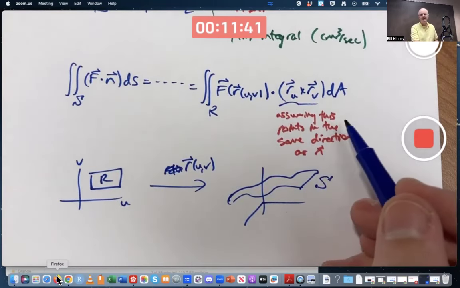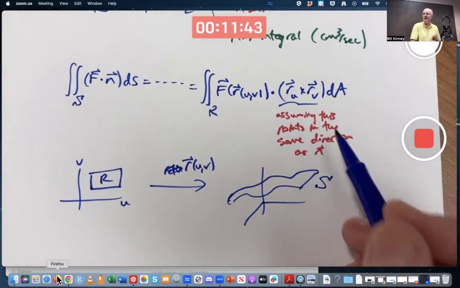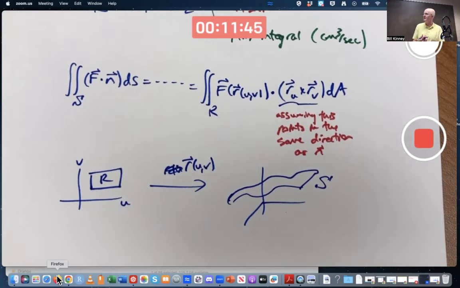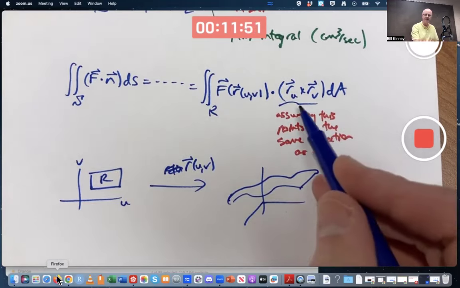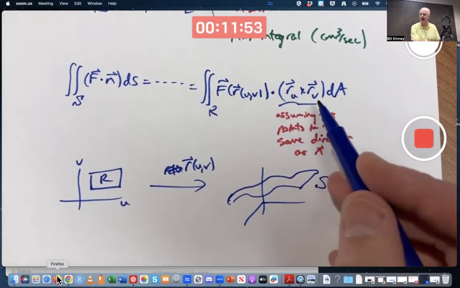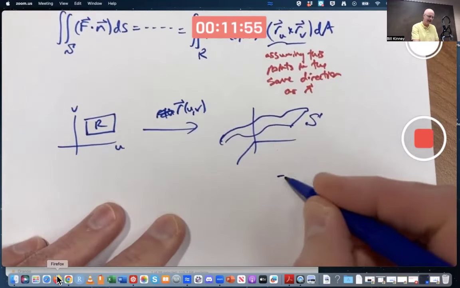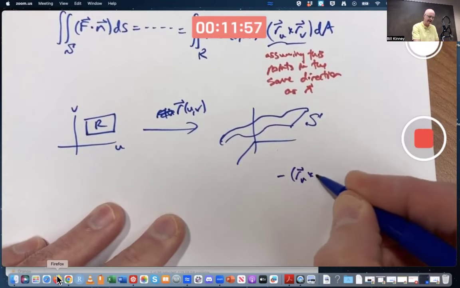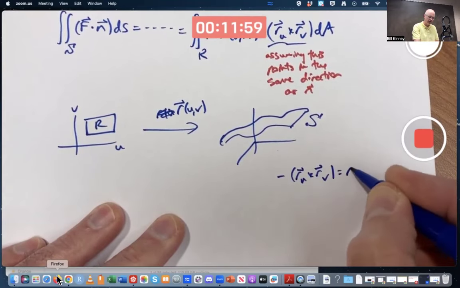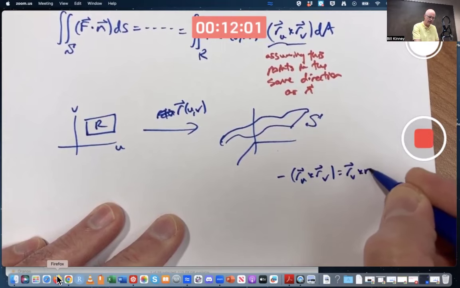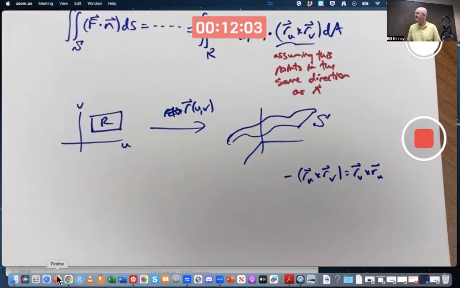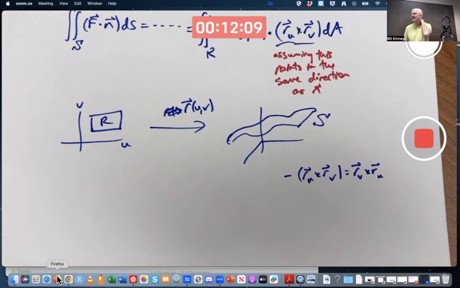If this does not point in the same direction as n, then you can negate it to make it point in the same direction as n. Take its negative, which in effect switches the roles of u and v around. Negative of Ru cross Rv is the same as Rv cross Ru. That's an anti-commutative property of cross products. Effectively, you should have switched the roles of u and v around to be consistent with the direction of n.